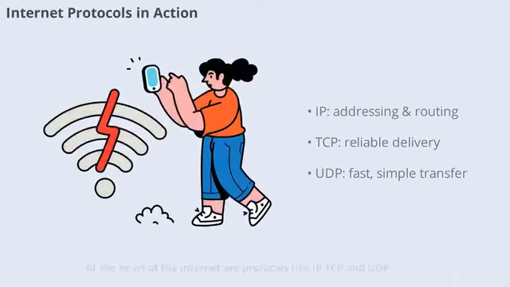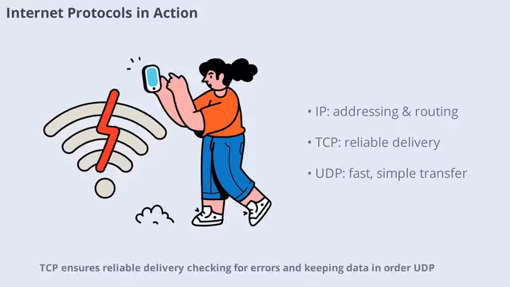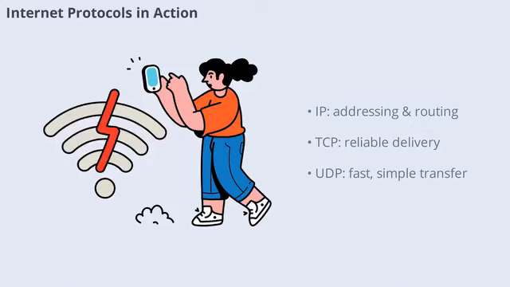At the heart of the internet are protocols like IP, TCP, and UDP. IP handles addressing and routing, breaking data into packets and sending them across networks. TCP ensures reliable delivery, checking for errors and keeping data in order. UDP, on the other hand, is faster but doesn't guarantee delivery, perfect for quick, repetitive tasks. On top of these, application protocols like FTP, Telnet, and SMTP provide services like file transfer, remote access, and email. Together, these protocols make the internet work, connecting people and devices around the globe.